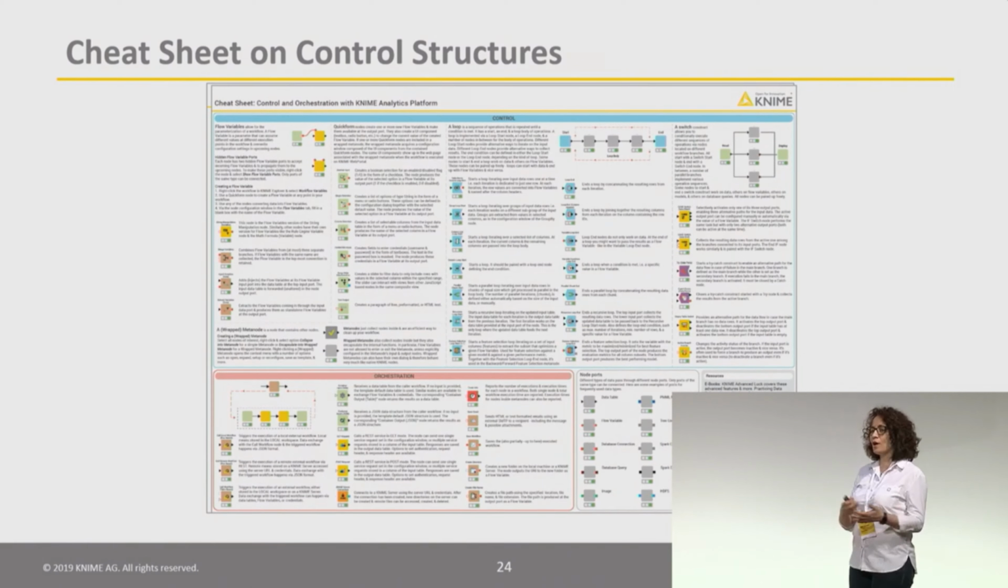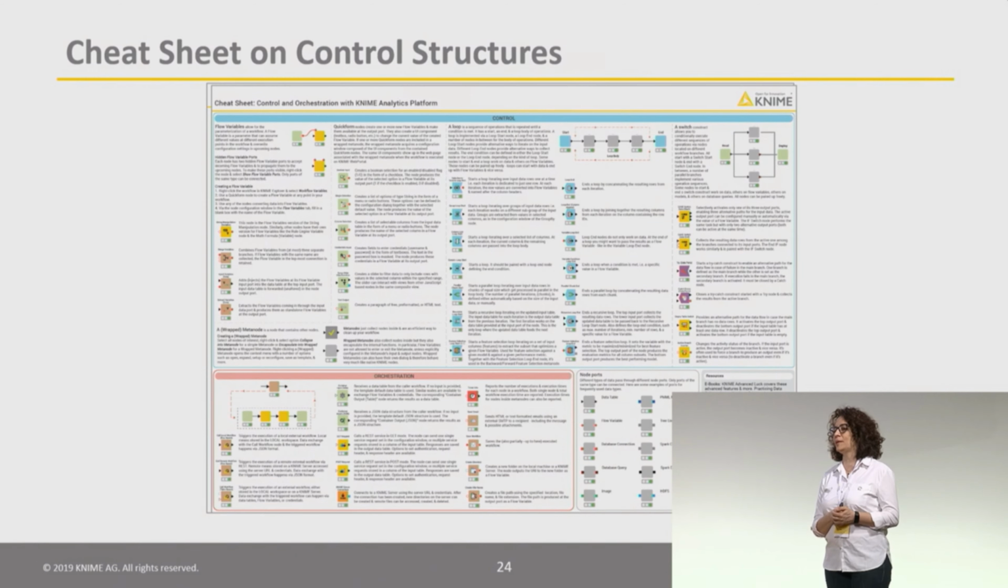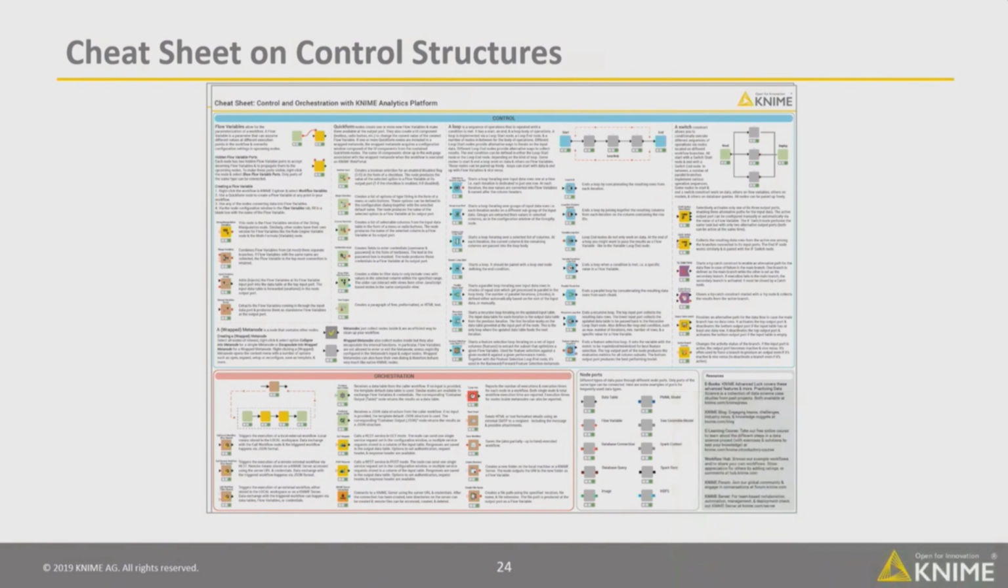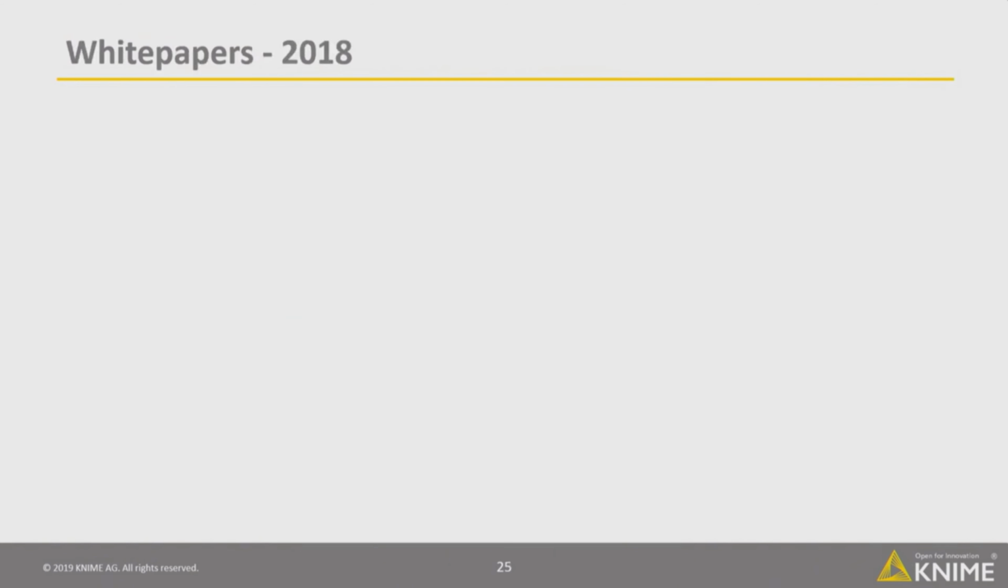Now, this year, we have a cheat sheet on control structure. So if you don't remember how to create flow variables, you don't remember which loop is the one that you need, if you don't remember what a switch is, then you can check your cheat sheet and check any of these nodes and structures. It can be downloaded from here, but I think it's available for people here.